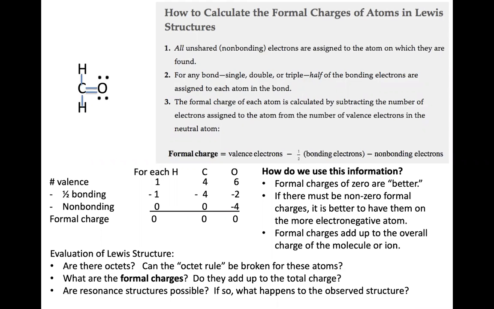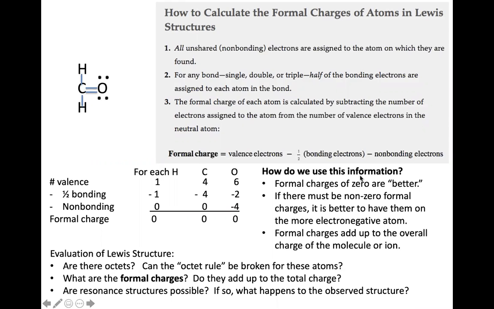If we're using the formal charge to evaluate whether a Lewis structure is good, 0 is best. We want to have formal charge values of 0. Now, there might be times when we draw the structures where we can't have them all be 0. If we have to have negative values, we want to put them on the more electronegative atom. And finally, if you add up all of the formal charges, it adds up to the charge on the molecule or the ion.